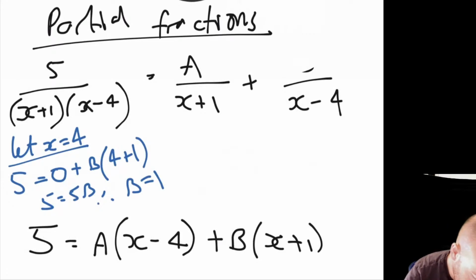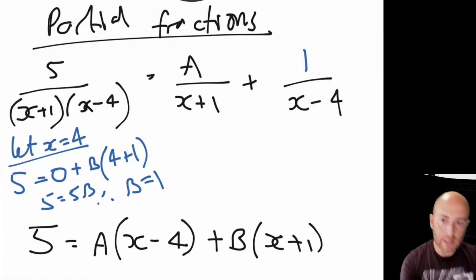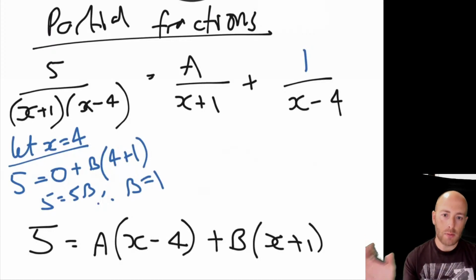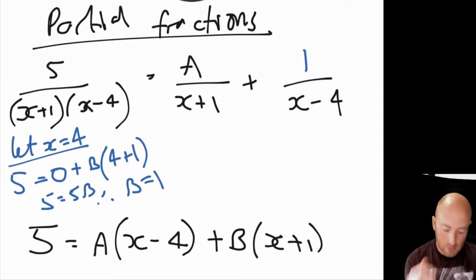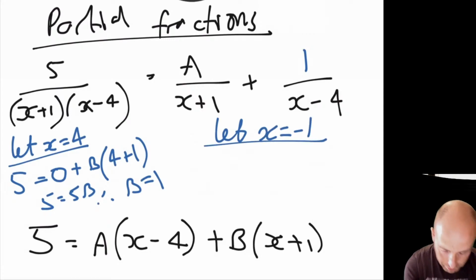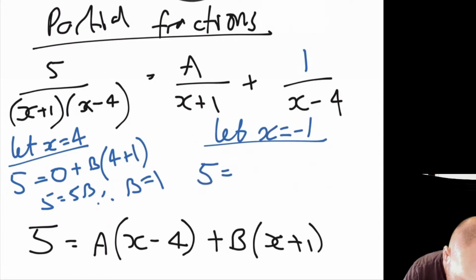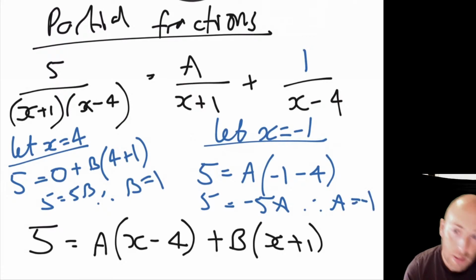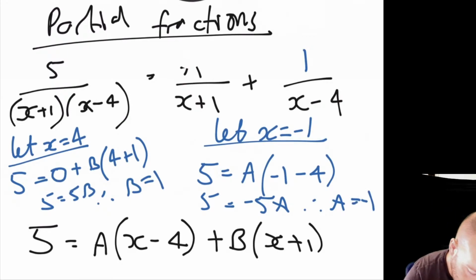So I can go back up here and I can change this into a 1. You guys would just rewrite this at the bottom. Okay, now we need to do the same thing with the A bracket and B bracket. So we want to find A, so we need to make B disappear. So we're going to let x equal minus 1. So we're going to get 5 equals A lots of minus 1 minus 4. So 5 equals minus 5A. Therefore, A is minus 1. And we're going to write that at the top. Minus 1. And then we're done. That's it.